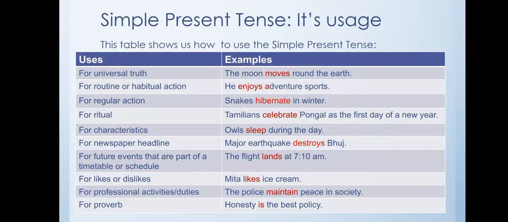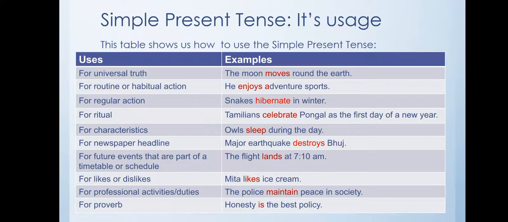Here, with the help of this table, we are going to learn about simple present tense and its usage. Where to use and when to use simple present tense. For universal truth. See the example. The moon moves around the earth. This sentence is a universal truth. So here the verb is in first form and it is in simple present tense.